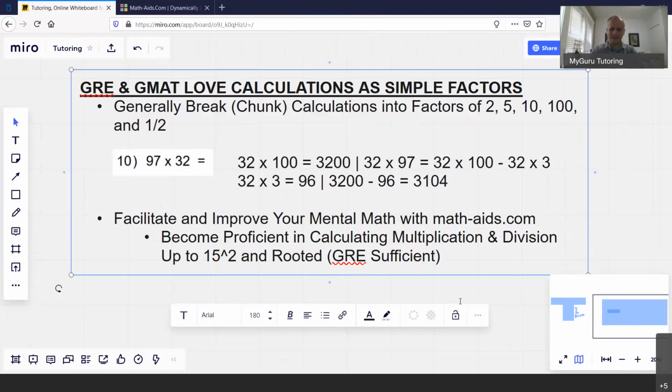Any questions about this manual calculation technique of just finding an easy factor of 100 in this case, rounding it up, getting it to 3,200, subtracting out 32 times 3, and we've got 32 times 97 or 97 times 32 pretty directly.